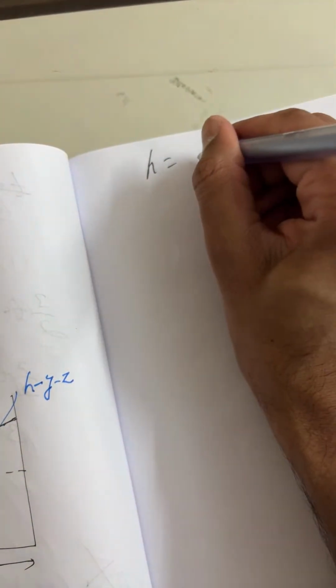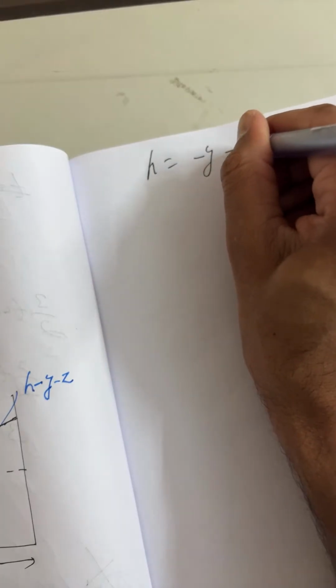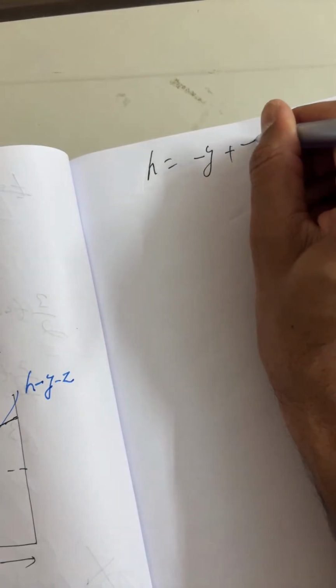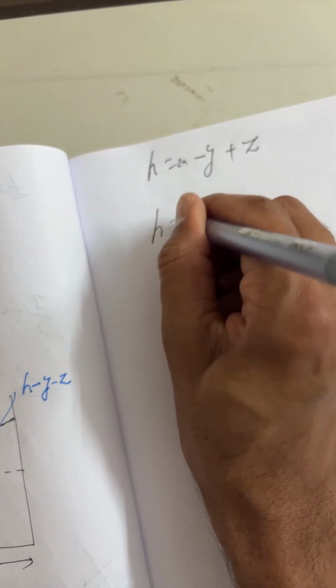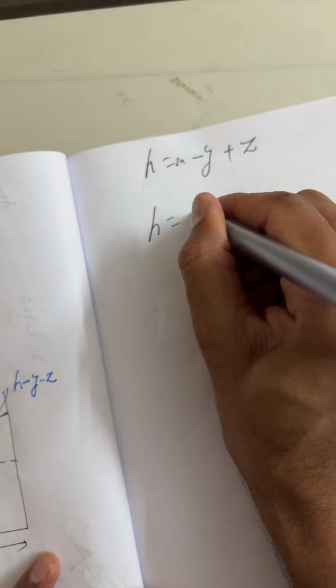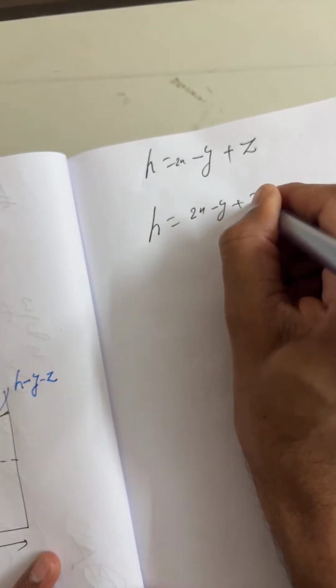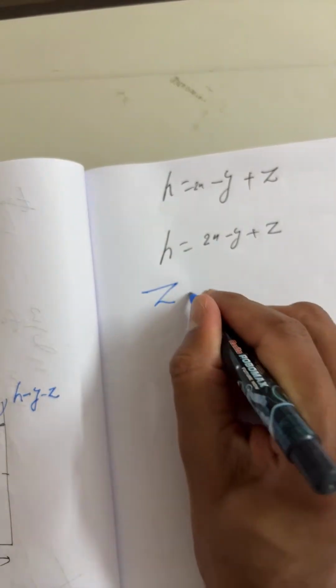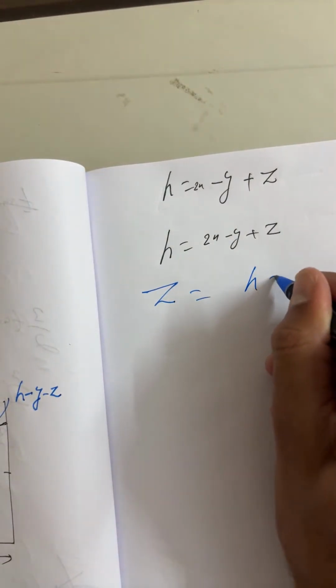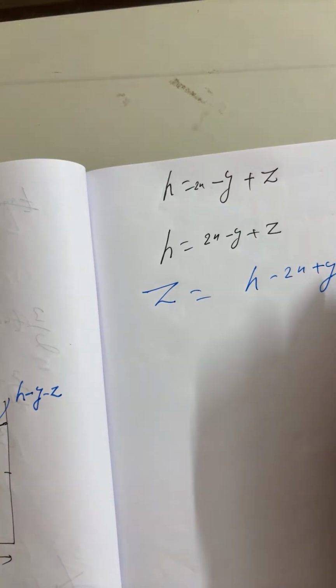So h, what you can write, is minus y plus z, and this is 2x. Finally h equals 2x minus y plus z here. But you know z is a variable term here. So you have to find the value of z from here. So z is h minus 2x plus y.